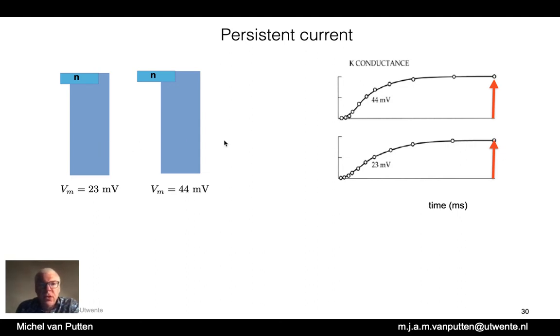So once more illustrated, and now as a conductance as a function of the time. This is for 44 millivolts. So this position here, the gate opens pretty much to this particular value. And when it's 23 millivolts, it also opens, but a little bit less. The arrows have the same length. So this value is indeed a little bit larger at 44 millivolts than 23.